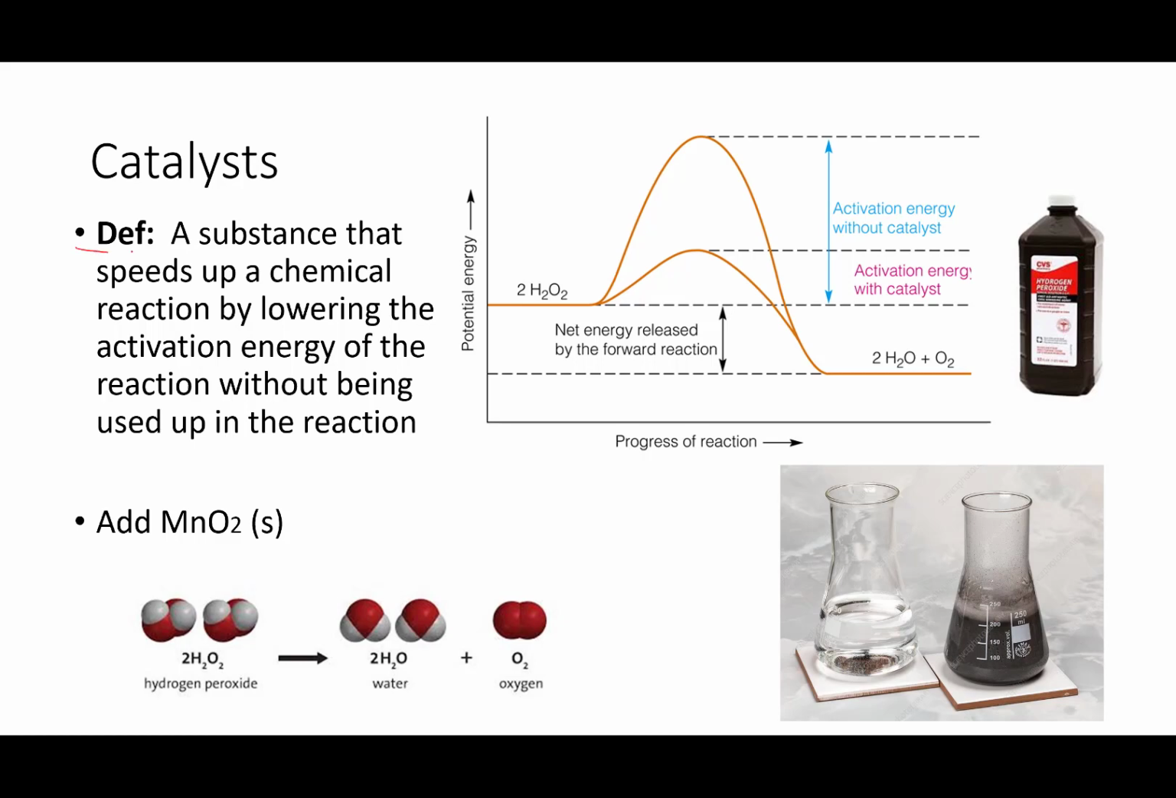The definition of a catalyst is it's a substance that will speed up a chemical reaction by lowering the activation energy of the reaction, and it does not get used up in that reaction.